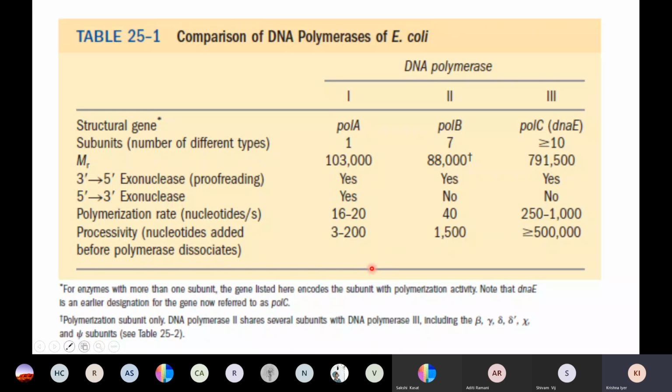Okay, now think of this. E. coli's doubling time is how much? Approximately 20 minutes, right? On an average, 15 to 20 minutes.